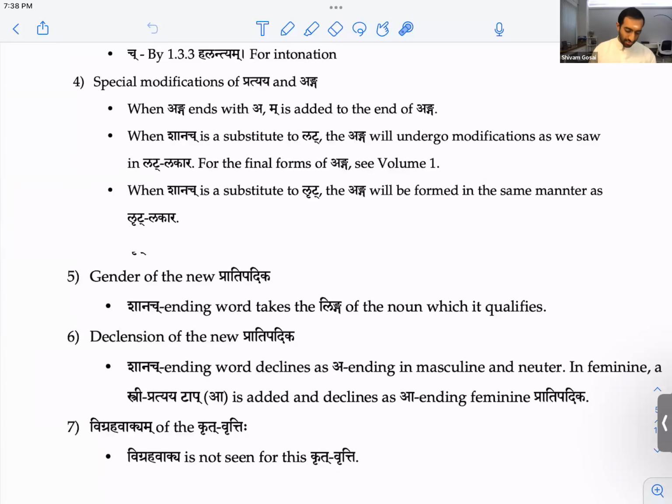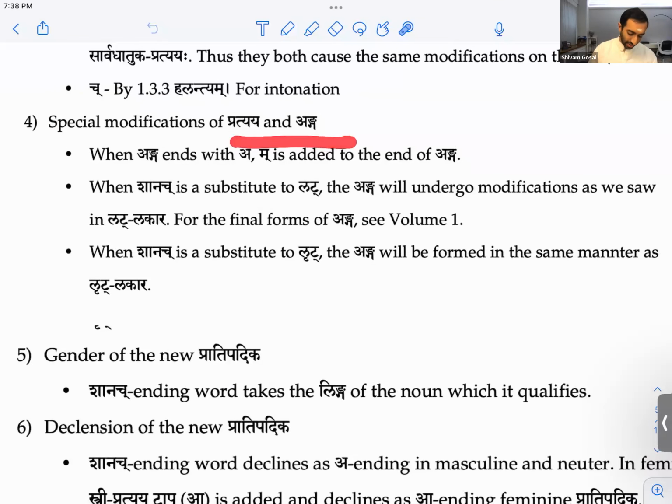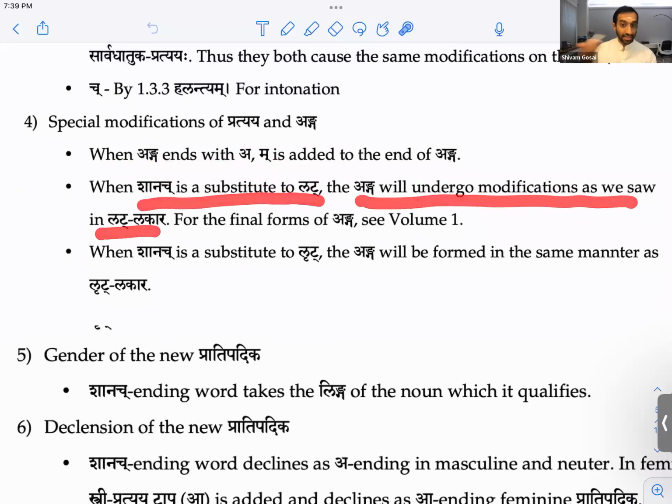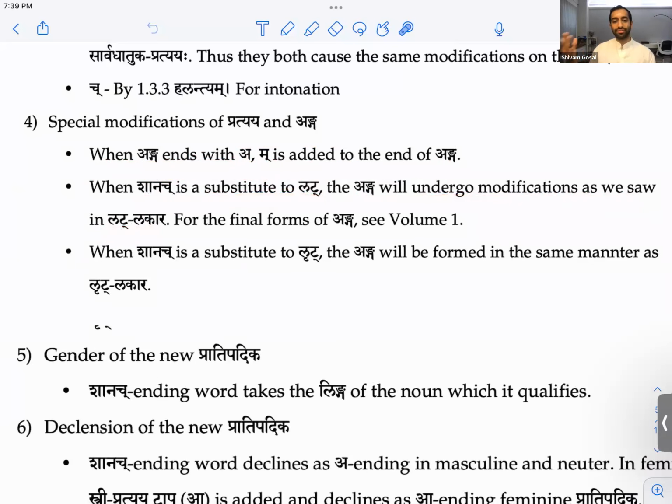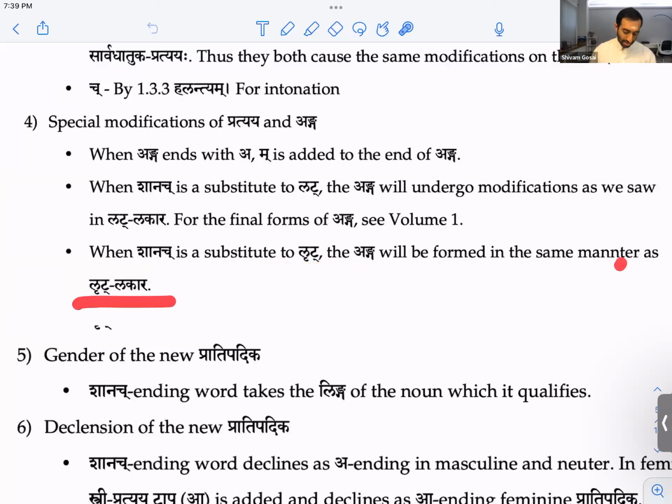This will all make more sense when we see some examples, but special modifications: when the anga ends with akara, ma is added to the end of the anga. Again, I'll show you an example of this in a moment. As I said earlier, when Śānac is substituted for lat, the anga will undergo modifications as we've seen in lat lakara. So if you know lat lakara, then you can figure out Śānac. And same with lrit. It's a substitute for lrit, so the anga will be formed in the same manner. Typo here as lit lakara.